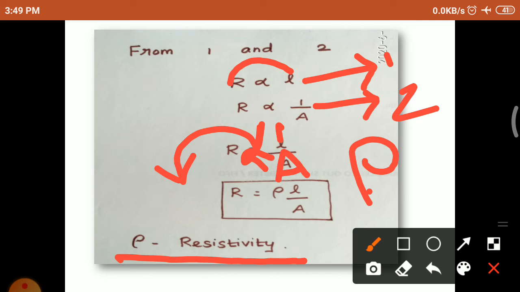So R equal to rho L by A. Here L is length, A is area of cross section, rho is resistivity. It is also called the proportionality constant.